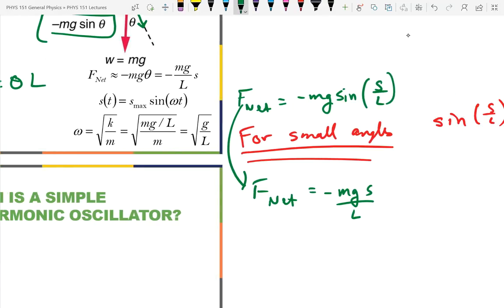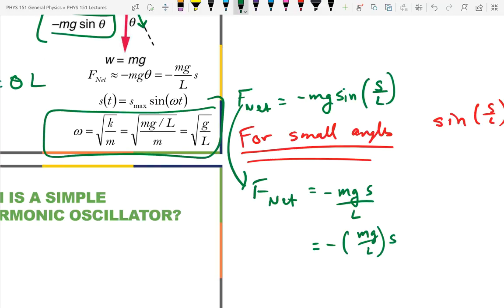And now we can identify, aha, mg over L is my K. And if mg over L is my K, then my omega, it turns out the mass cancels. It doesn't matter what the mass of the pendulum is. My omega is just the square root of g over L.